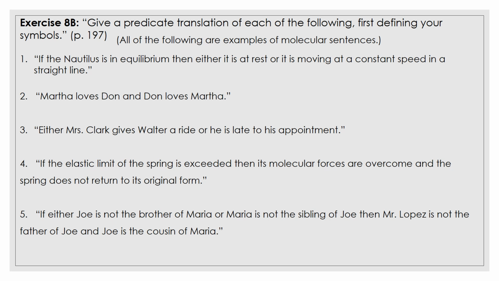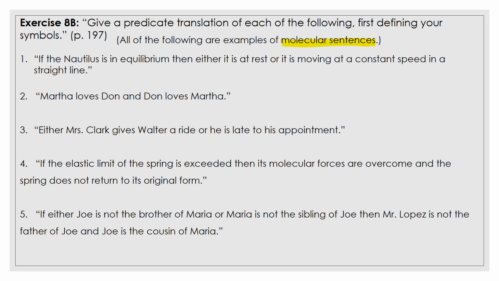All right, let's jump right into exercise 8b from the Suppes and Hill textbook. These all happen to be molecular sentences, which means they are composed of individual atomic sentences, and our goal is just to translate these sentences into our mathematical predicate logic. The only way to get good at this stuff is to see many examples and to practice.